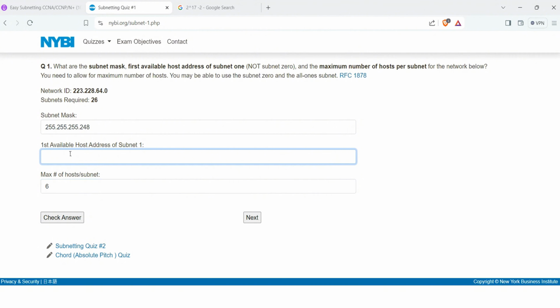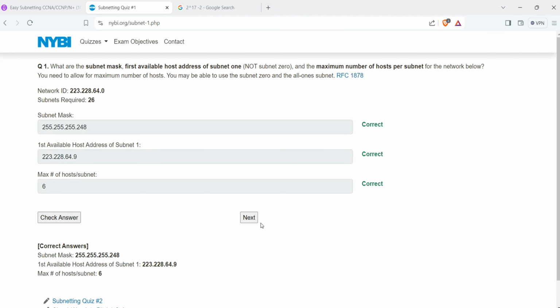The jump start is 8. The first host is 9. See how much better we're getting at this? Dot 228. Dot 64. Dot 9. Let me check answer. There we go.